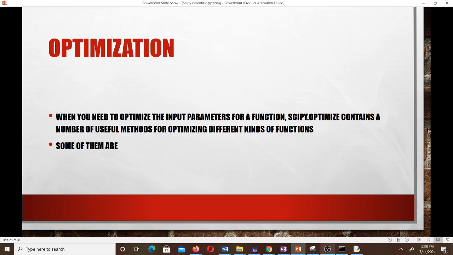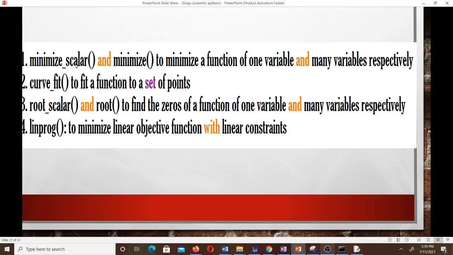So now let's go to the last thing that we want to talk about in this video, optimization. When you need to optimize the input parameters for a function, scipy.optimize contains a number of useful methods for optimizing different kinds of functions. Some of them are minimize_scalar and minimize, which are used to minimize a function of one variable and many variables respectively. We have curve_fit, which is used to fit a function to a set of points. We have root_scalar and root, which are used to find the zeros of a function of one variable and many variables respectively. And we have linprog, which is used to minimize a linear objective function with linear constraints, so that's used to perform linear programming calculations in Python. Is that not wonderful?